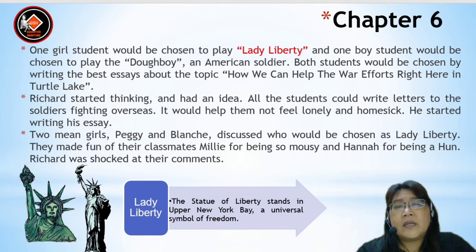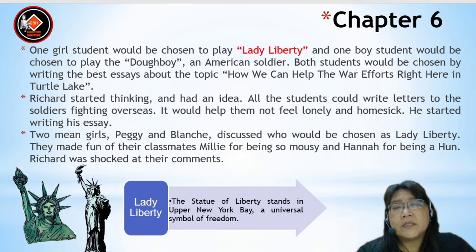Richard started thinking and had an idea. All the students would write letters to the soldiers fighting overseas. It would help them not to feel lonely and homesick. He started writing his essay.